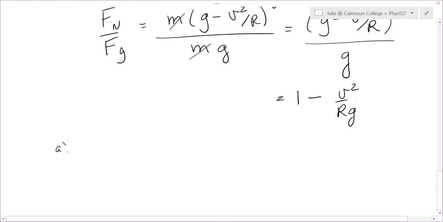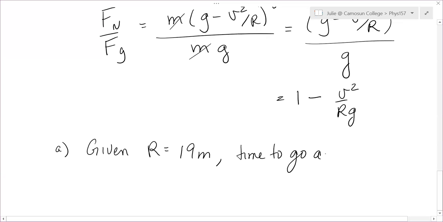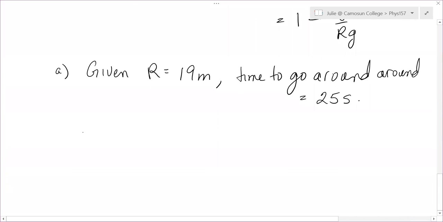So part A to this question is, what is the speed? So we're given that r, the radius of the curve, is 19 meters. And we're given the time to go around once. That gets a fancy name. That's called the period of motion. To go around equals 25 seconds.